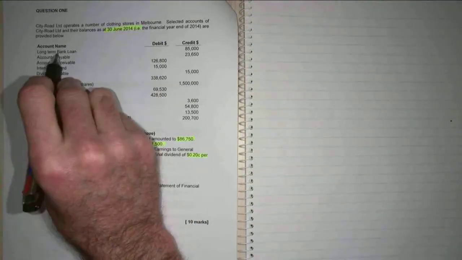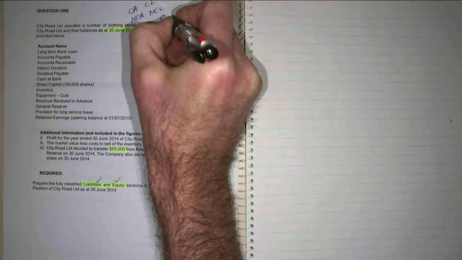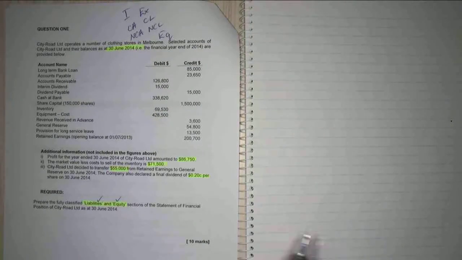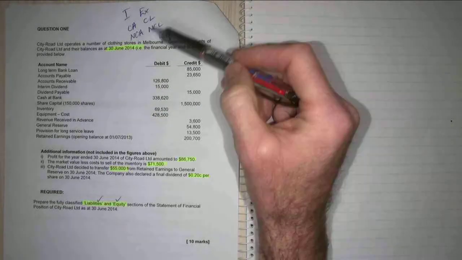Let's have a look. What would I normally classify my long-term bank loans? Now, when I talk about classifying, I'm talking about current assets, current liabilities, non-current assets, non-current liabilities, equity, and then I've got income and expenses as well. Whoops, you can't see that. There you go. So that's what I'm going to try and classify these into.